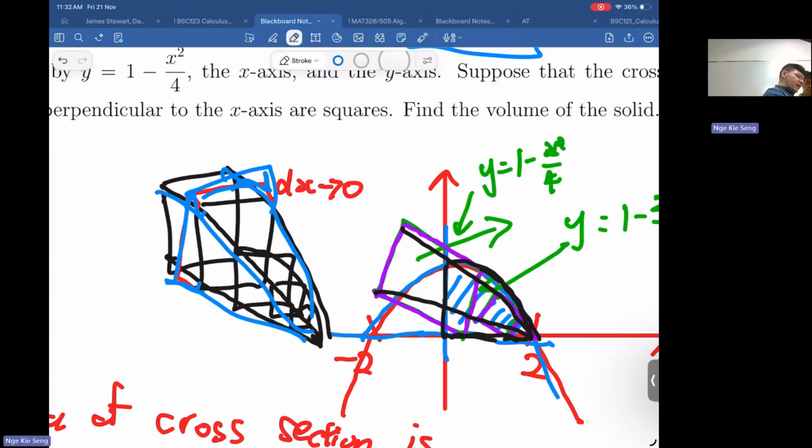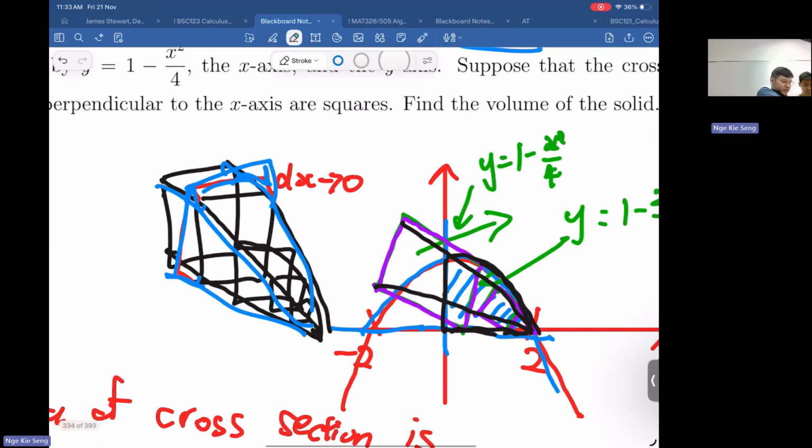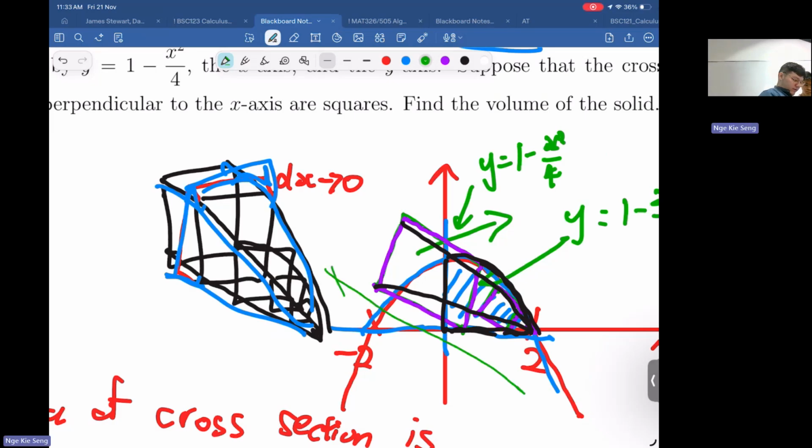What do you mean by height? There's supposedly a z direction coming out. Oh, sorry, so this one is the flat plane. Okay, so you need to push this thing up. This is the z direction.